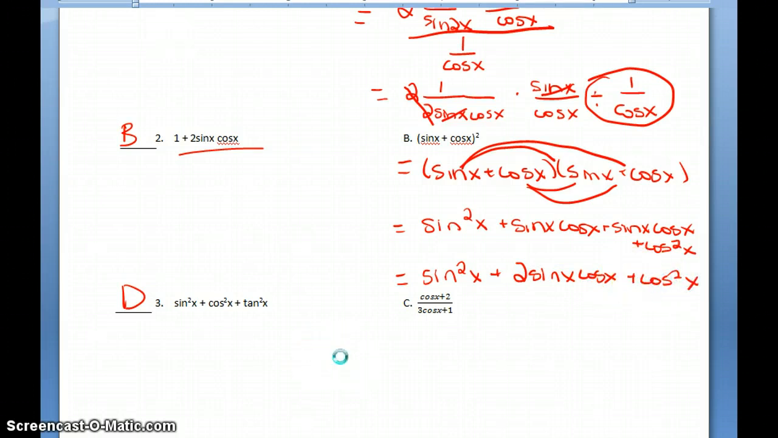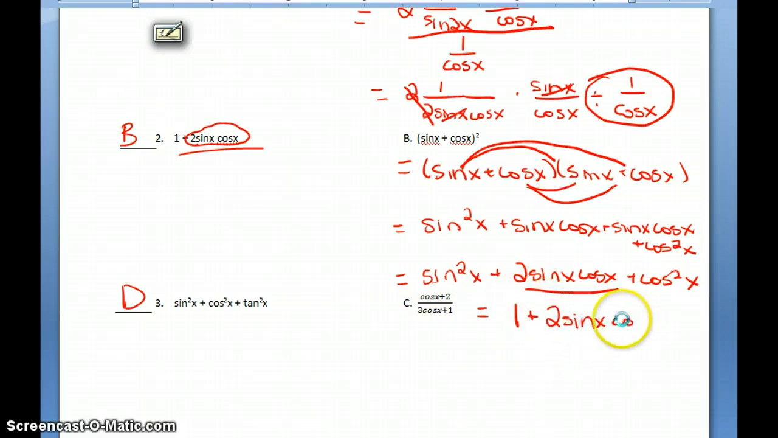From here, this one might be a little bit trickier to see, but because we simplified, how can we make this B look like number 2? What we notice is that we have this 2 sine x cos x. That is this guy right here. So now we need to get sine squared x plus cosine squared x to be 1. If you think about that, that is one of your Pythagorean identities, and we know that sine squared x plus cosine squared x is 1. So we can rewrite that as 1 plus 2 sine x cosine of x, and there you have your identity.